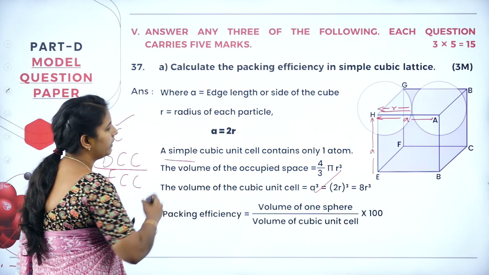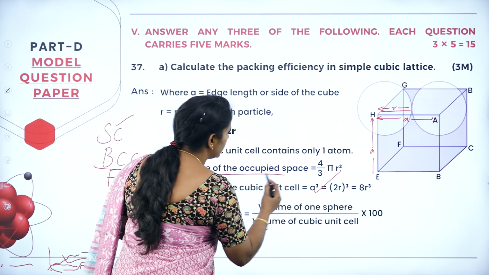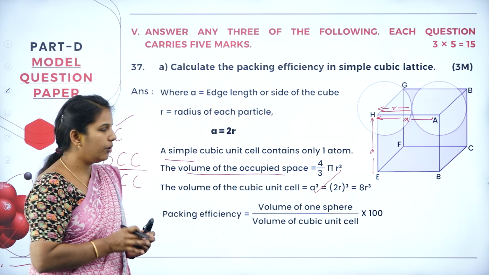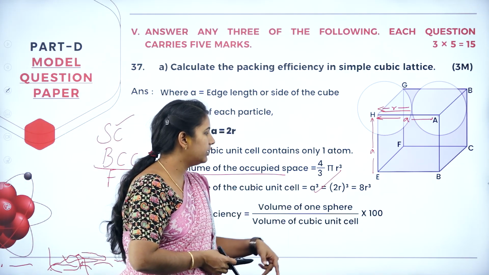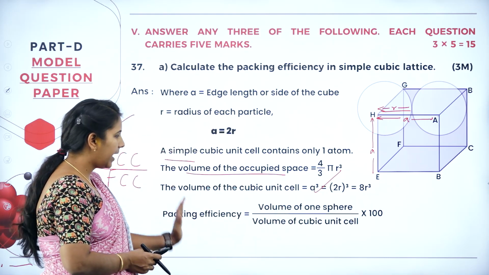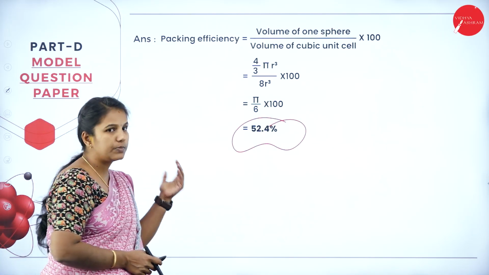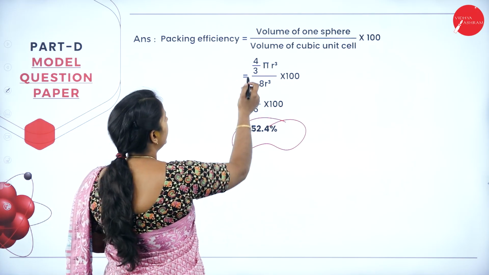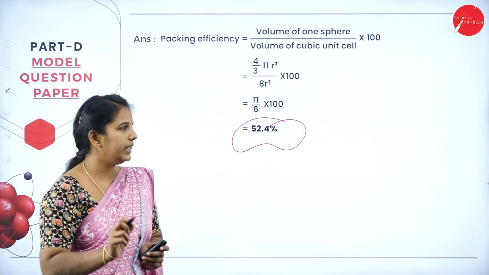For the simple cubic unit cell, we know that it consists of only one atom. So, the volume of the atom is given by 4 by 3 pi r cube, and the volume of the cubic unit cell is nothing but a cube, correct? If you substitute the values, you get (2r) cube, which is 8r cube. Then write the packing efficiency formula. Then substitute how many spheres are there in a BCC, FCC or simple cube. Then add the values. Then write the final percentage. You are going to get 3 marks.